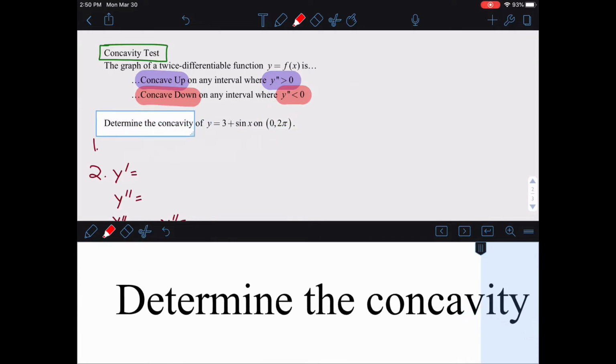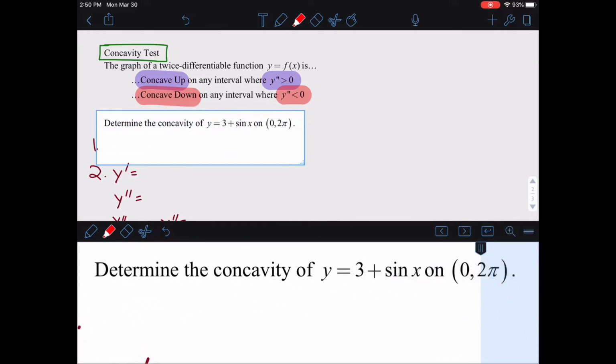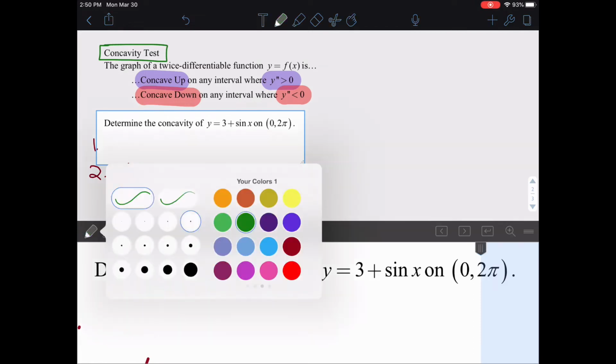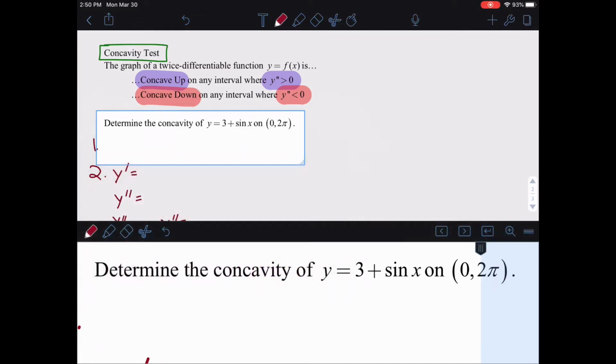So let's do an example. Let's determine the concavity of 3 plus sine of x over the interval 0 to 2 pi. Okay, and now the nice thing here is that this is going to work very similarly to the first derivative test. We're going to do the same 3 steps, but with a slight twist.